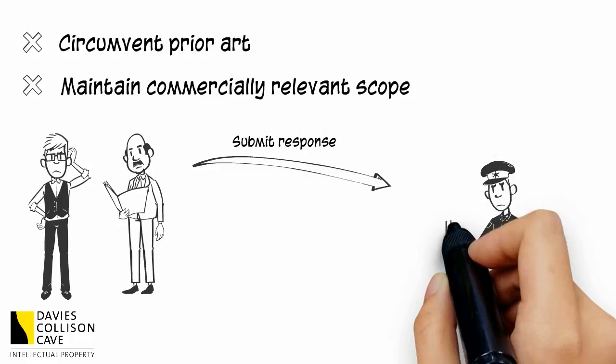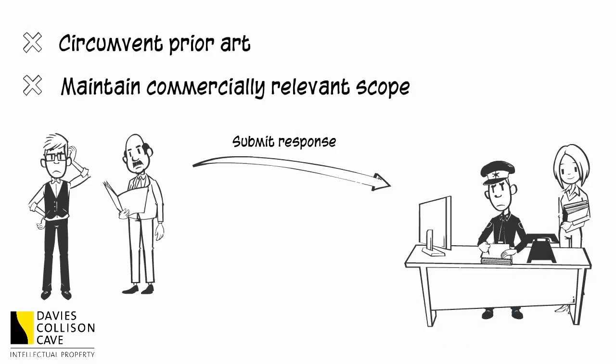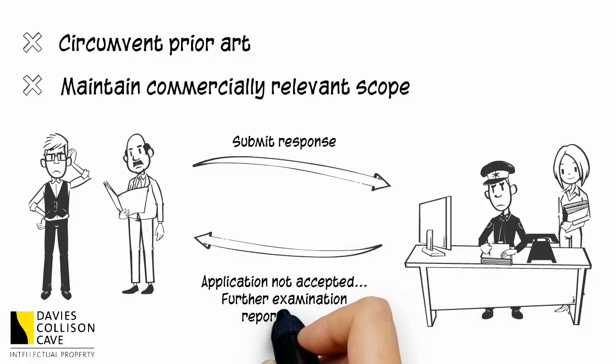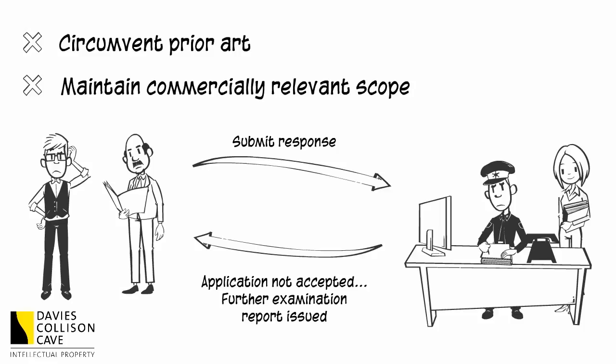The examiner would then consider this response and, if the application now meets the criteria, accept the application. If the application does not meet the criteria, that is novelty and inventive step, the examiner may issue a further report, at which point it is back to the drawing board with your patent attorney. In some cases, the application may go back and forth several times before the scope of the application is settled between both you and the examiner.